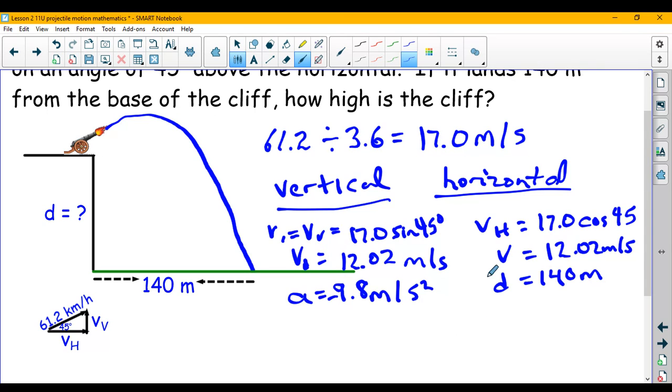And horizontally, all I need to use is V equals D over T. So that's what we're going to do. We're going to find our time using the horizontal and then use that time over here to figure out the height of our cliff. We're going to stop there because I am running out of time on this video, and you can watch the second part to see the solution.